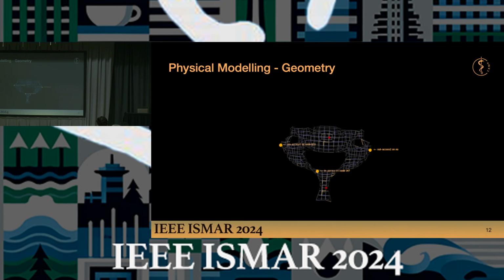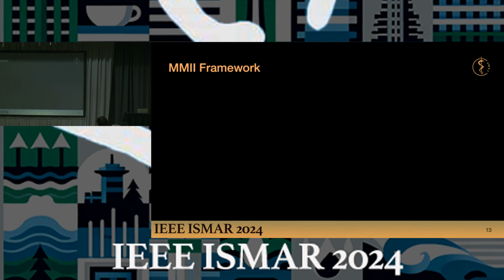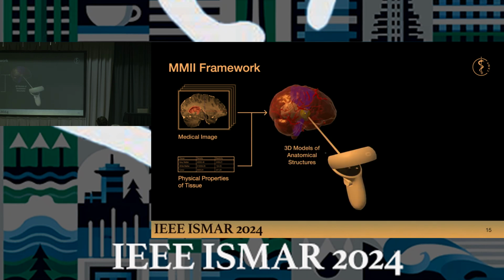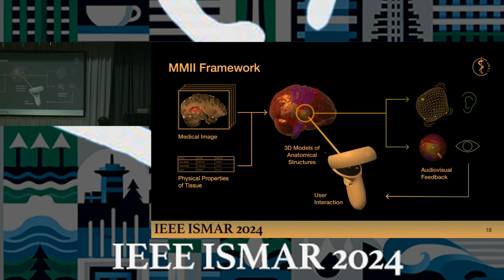So we use this physical modeling synthesis method in our framework. To enable this, we first take medical images of the human body. Could be MRI of the brain, CT of the spine, any kind of medical imaging modality. We pair it with the physical properties of the tissue to create 3D models of these anatomical structures. And then, through user interaction with these models, we create vibration and the resulting sound, and the visual rendering of these anatomical structures, together with the sound, then presents audiovisual feedback to the user.